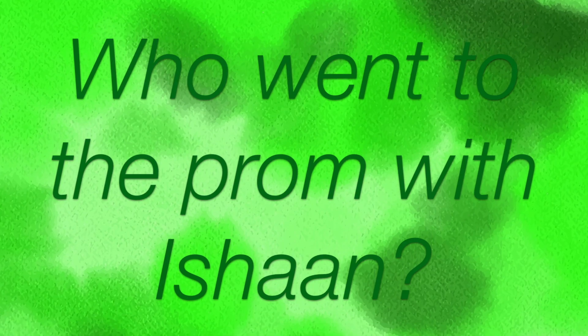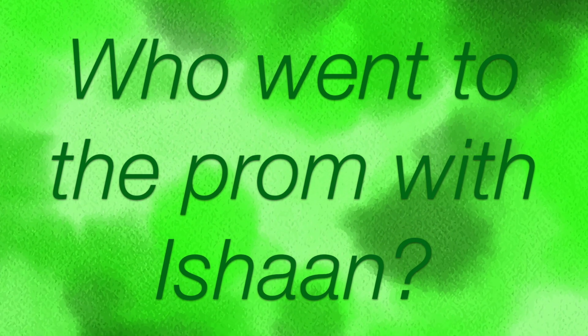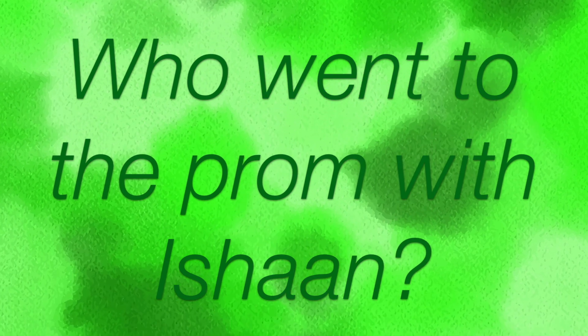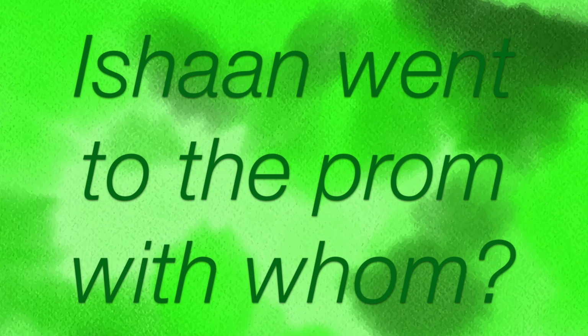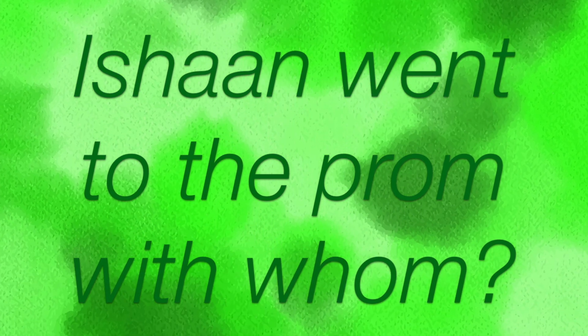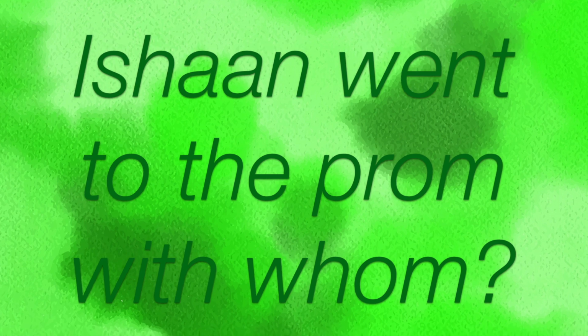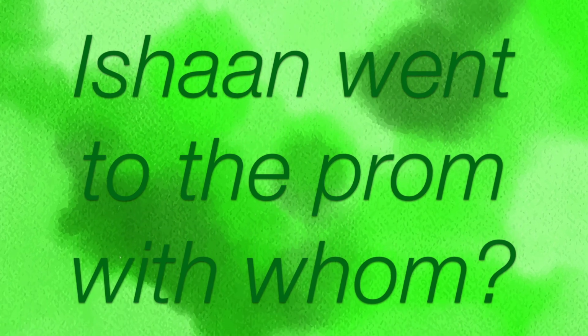So here's your sentence. Who went to the prom with Ishaan? In this sentence, that person, that who, is the one doing the action, going with Ishaan. So it's who went to the prom with Ishaan. If we make Ishaan the subject and say, Ishaan went to the prom with whom? Now Ishaan's doing the action, and so the whom person is receiving the action, so it's whom. Ishaan went to the prom with whom?